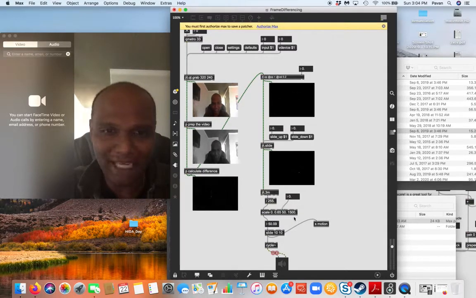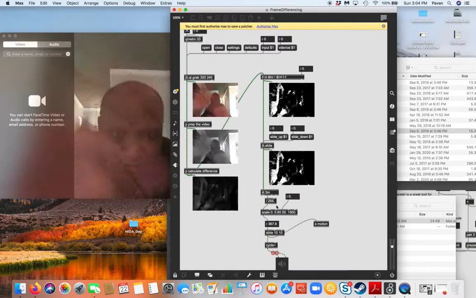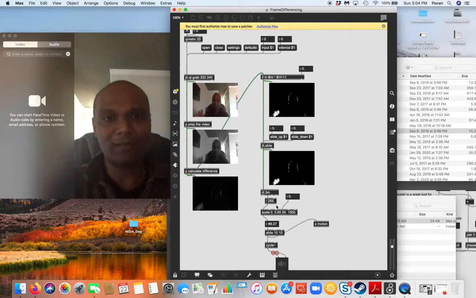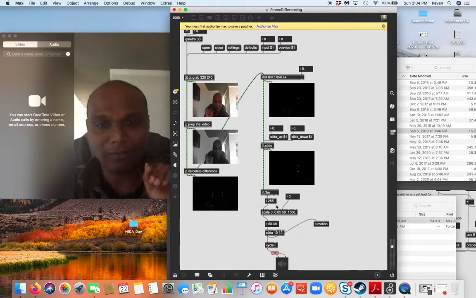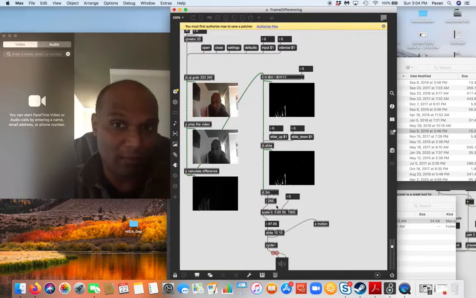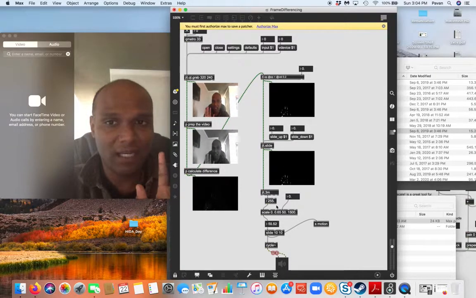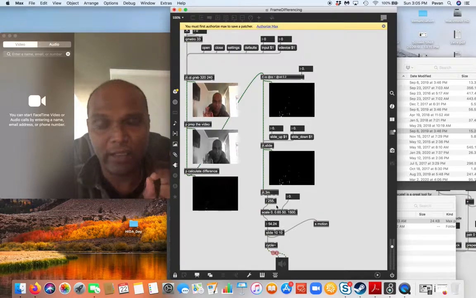So all of these are scaling tricks. When I do a lot of movement, the number is big. When I'm moving slowly, the number is small. That's how this whole patch is set up. Very quick and easy way to measure movement, gross movement.